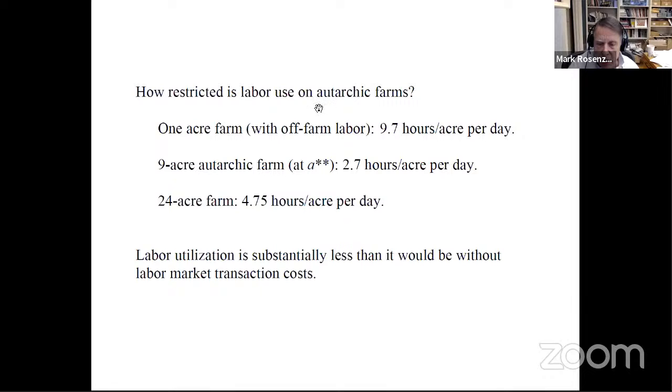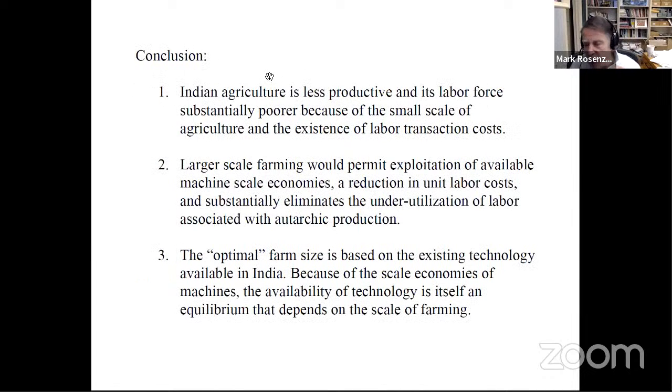So labor utilization is substantially less, but the reduction in the labor force is not as great as you would have thought, because labor right now in India is actually underutilized because of the transaction costs of labor. So India is substantially less productive as a consequence of the toleration of low farm sizes in India. We see why that's true: what larger scale farming permits farmers to do is save on the transaction costs and labor costs, and exploit the economies of scale in the capacity of machines. The optimal farm scale that we get is only based on existing capacity. It does not mean that farms in India shouldn't be 400 acres like they are in the US. It just means that we can only say they should be at least 25 acres. Okay.